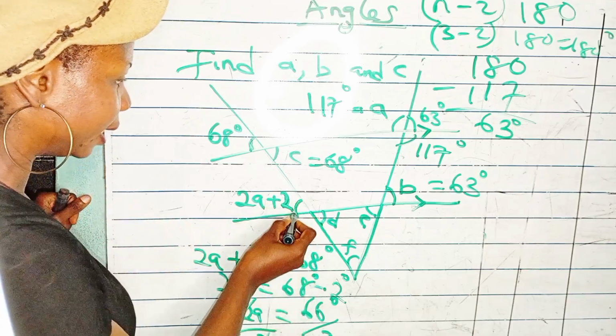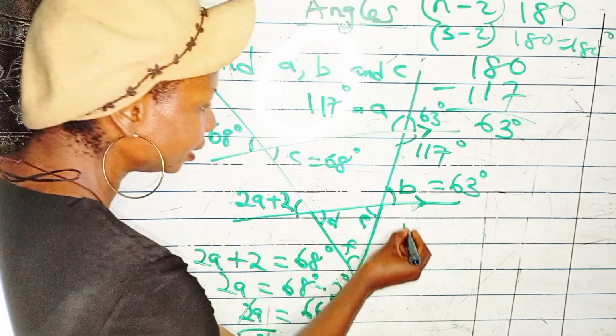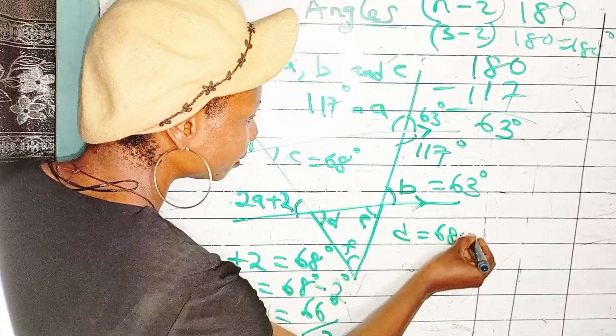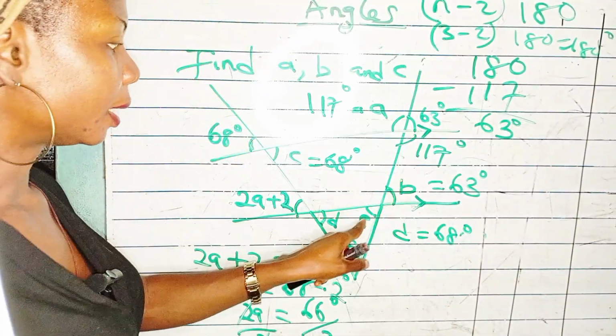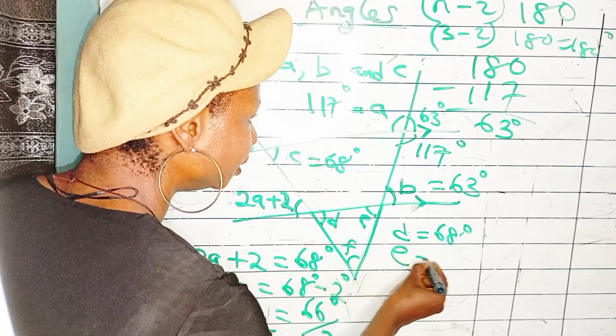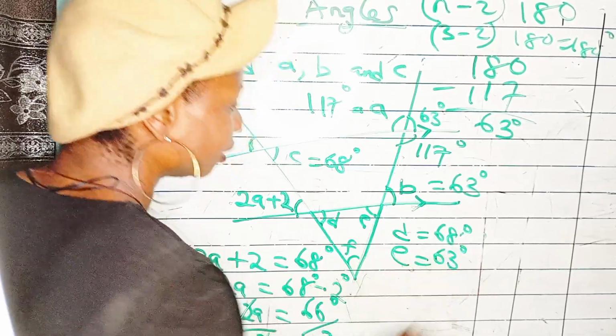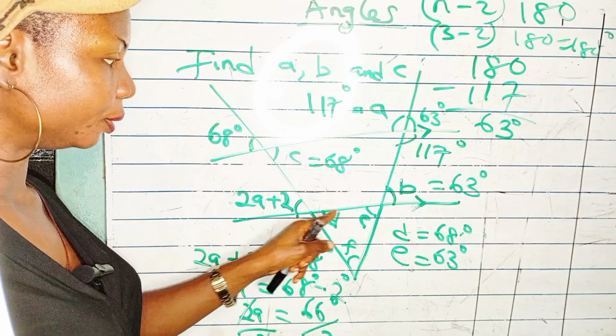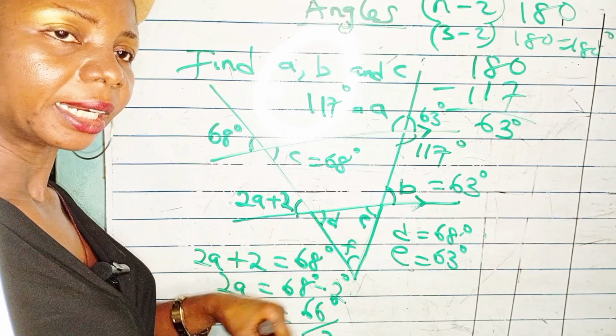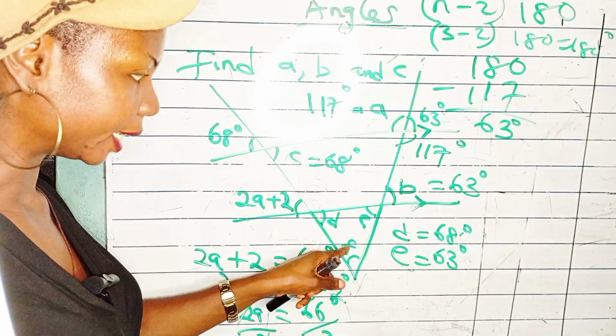So that means D is vertically opposite to this. And mind you, the angle here is 68 degrees. So D is equal to 68 degrees. E is vertically opposite to B, and that means E is equal to 63 degrees, because vertically opposite angles are equal. When you know this angle, you know this angle, add them together, subtract them from 180, you get F.